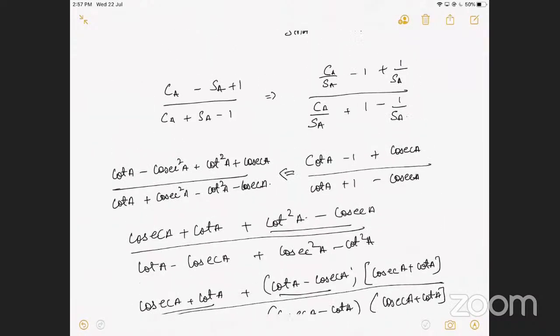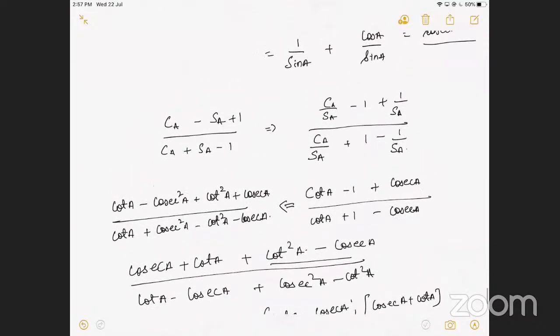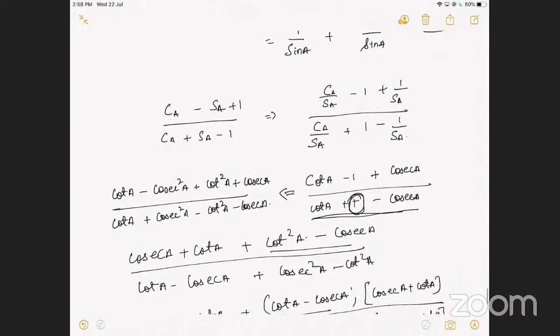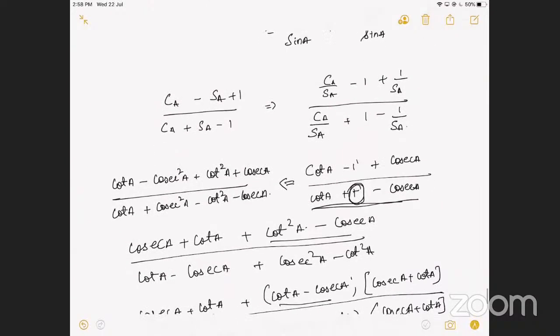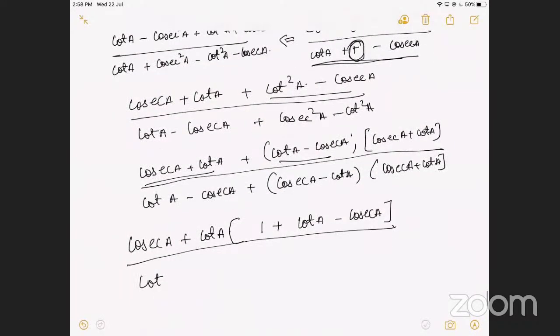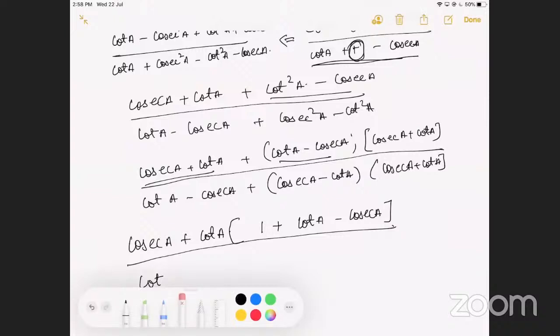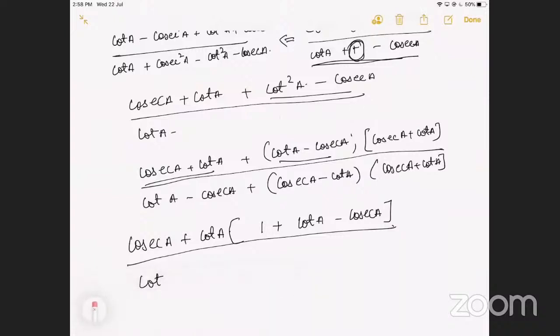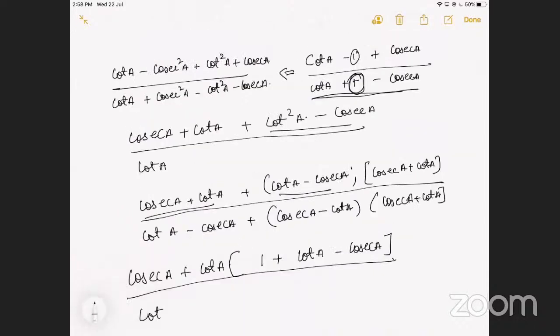Sir, the denominator is cot A plus cosec square A minus cot square A plus cosec A. That means you haven't substituted the one value here. Yes, in the numerator only you have substituted that value. Yes sir, I substituted in the numerator, not in the denominator. So in the first place itself you could have said that, right? Sorry sir. That's what I'm thinking. What will you take common in the denominator?